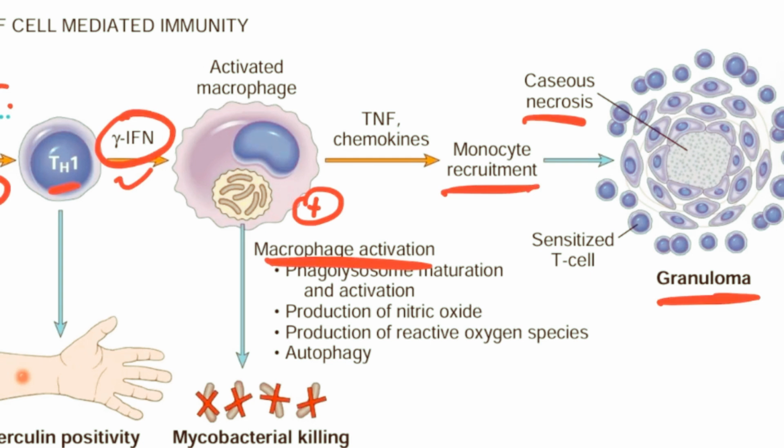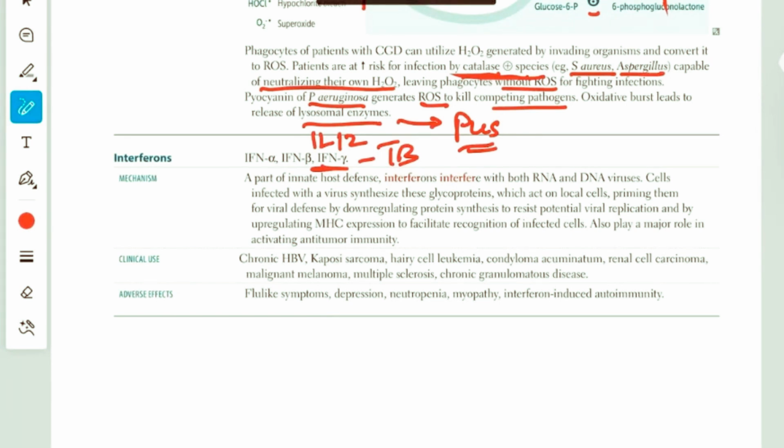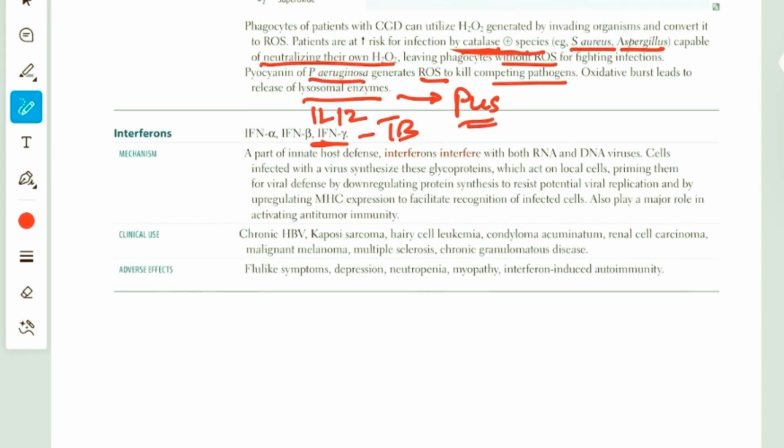You need to know that TB has to do with the interaction between the CD4 and the macrophage, and those two main cytokines. So two cells, macrophage and CD4, two cytokines, interleukin 12 and interferon gamma. So that's TB. When you think of TB: two cells, macrophage and CD4; two cytokines, interleukin 12 and interferon gamma; mostly one outcome, granuloma formation.